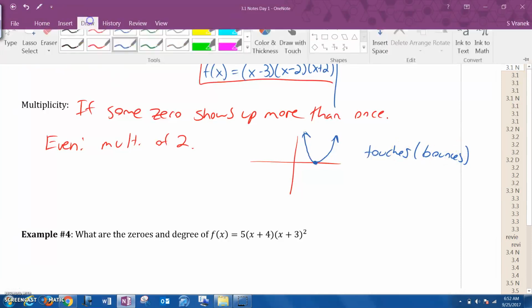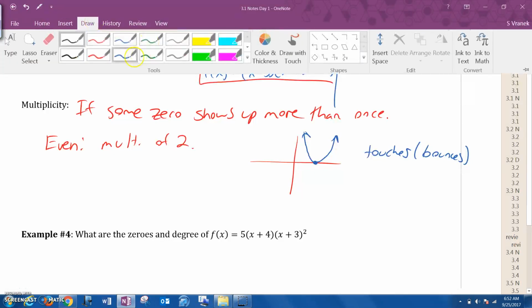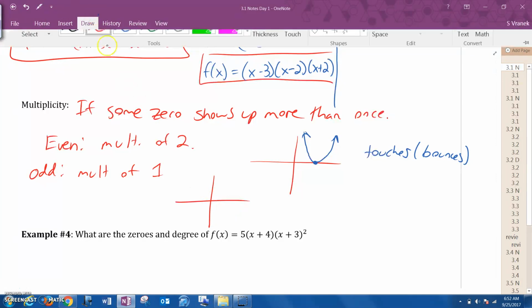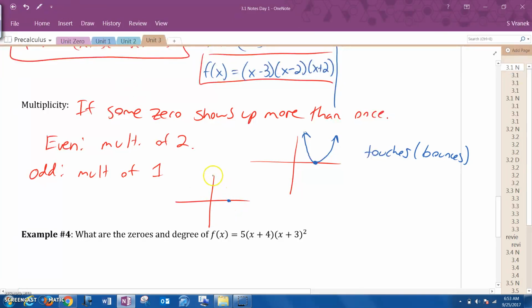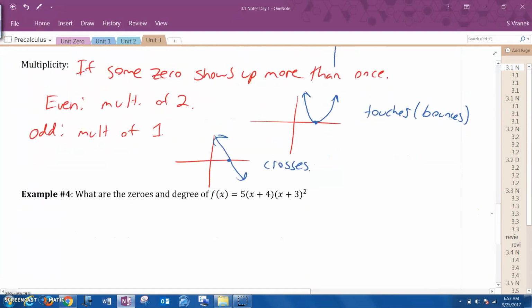If it's odd, which is a multiplicity of 1, for example, then it would look like this. And when you hit the 0, it'll go through. So we say it crosses. Okay. So let's take a look at how we can use that information to help us with the next 2 examples.